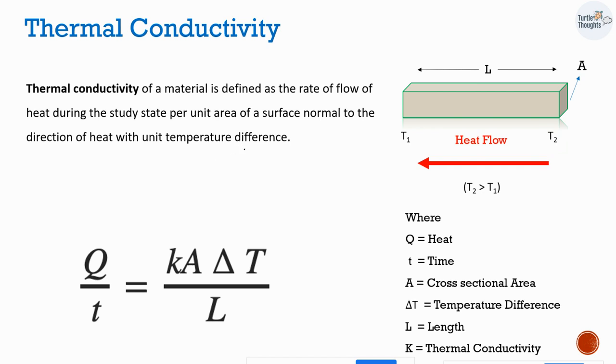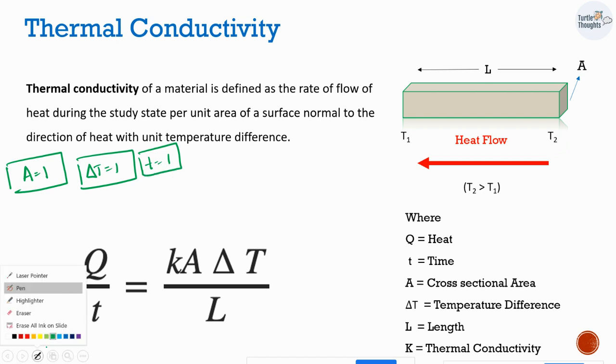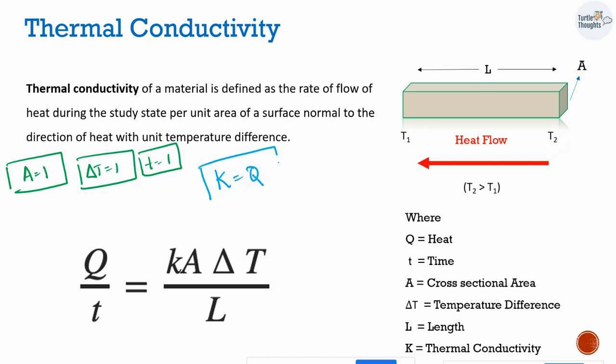If the temperature difference is 1, I can take my values of A as 1, delta T also as 1, and time can be taken as 1 as well. If I consider all the variables to be 1, then I will be getting the value of K as Q. Thermal conductivity is going to be equal to the heat supplied, if we consider unit cross-sectional area, unit time, and unit temperature difference.